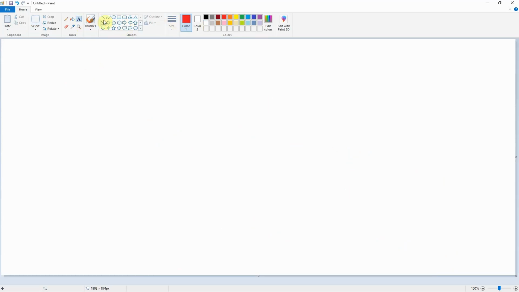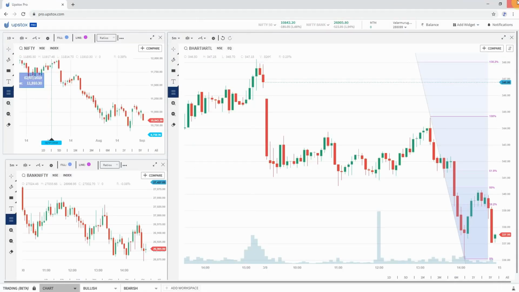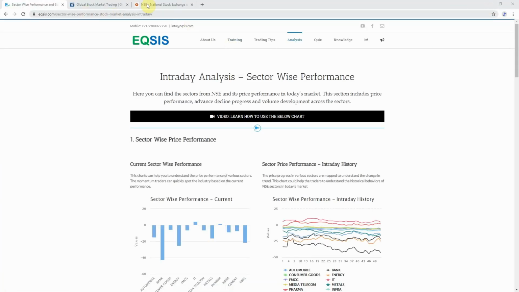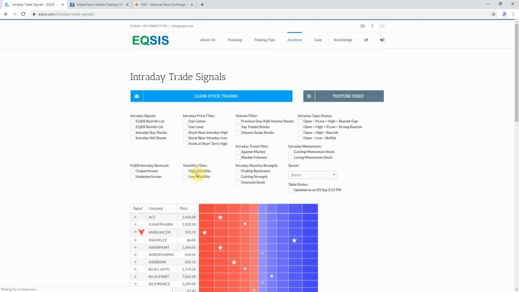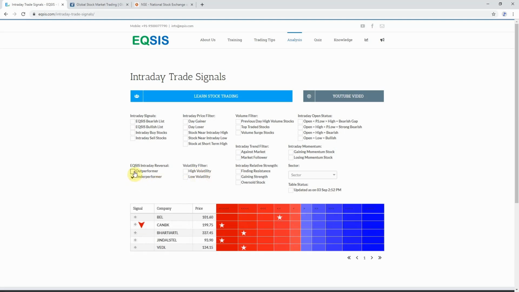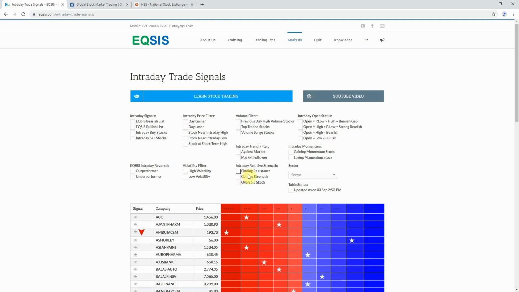But apart from that, we straight away did the market study using trade signals. Let me go to the trade signals here. When it comes to trade signals, underperformance and outperformance are very classic. In combination with the bullish and bearish sentiment, it becomes wonderful. You can also look at gaining momentum and losing momentum, which is also fantastic. We also have something called finding resistance and gaining strength.